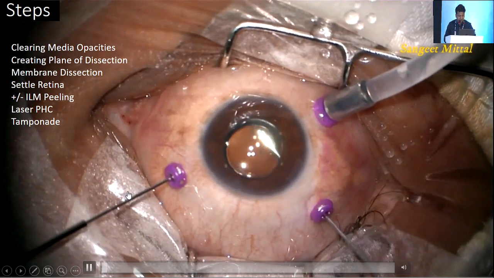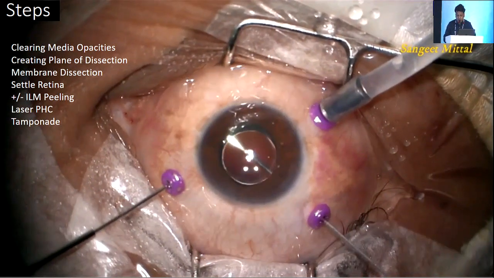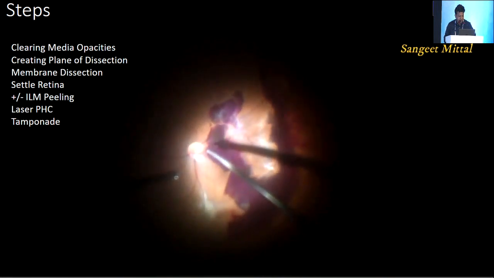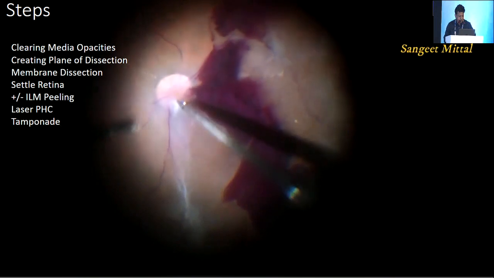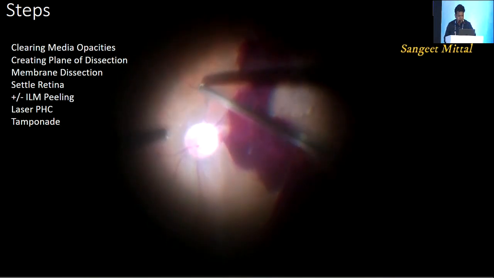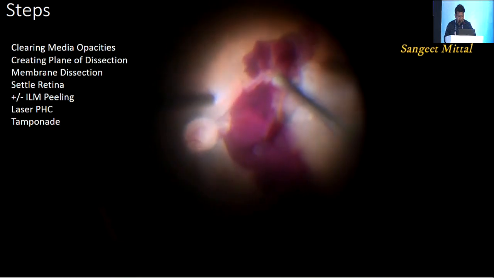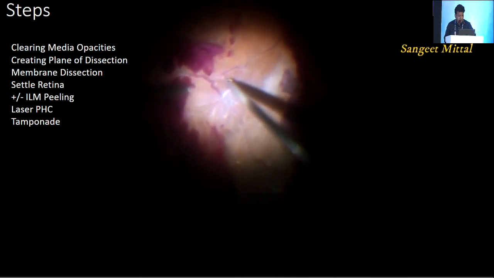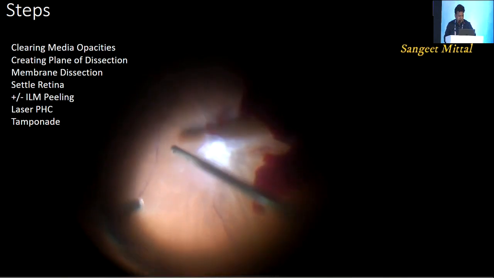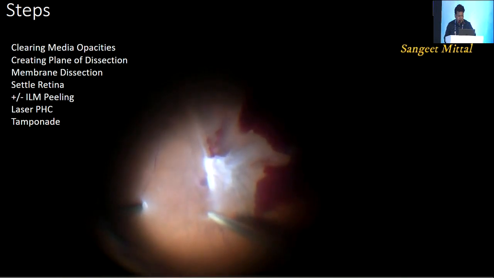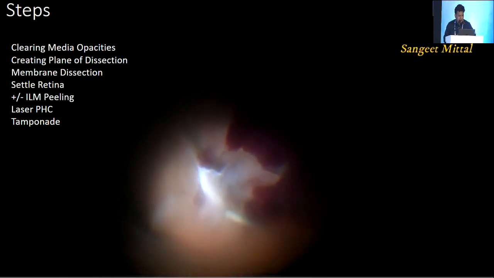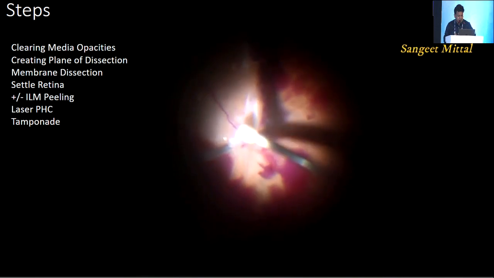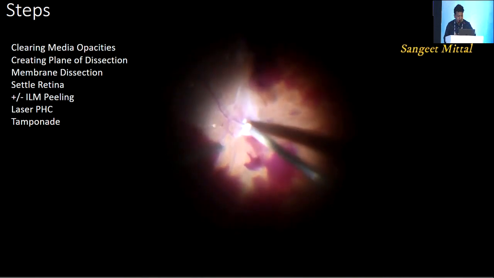So first thing is to clear the media opacities. You remove all the vitreous hemorrhage or subhyaloid hemorrhage, and once these opacities are clear and you get a good view, then you create a plane of dissection. I prefer to start my dissection at the optic nerve head, just remove the membrane from the optic nerve and you get a good plane of dissection. You proceed with the dissection of membranes, cutting around all these vascular epicenters one by one. You can do segmentation and delamination, and with the cutter you can do both at the same time.